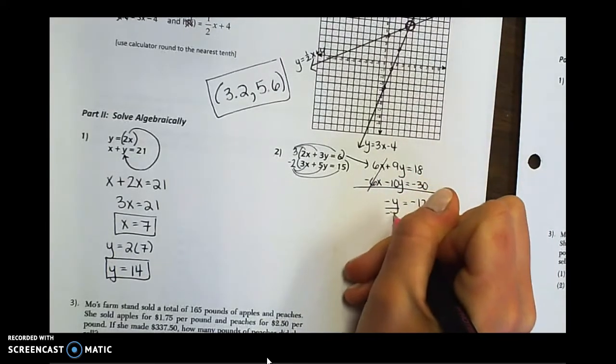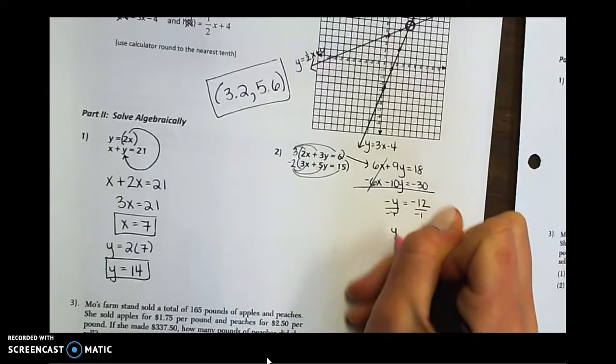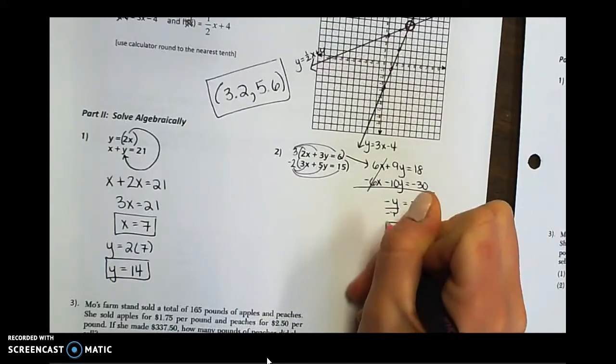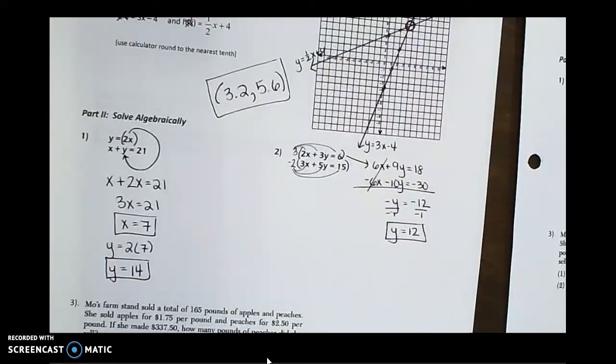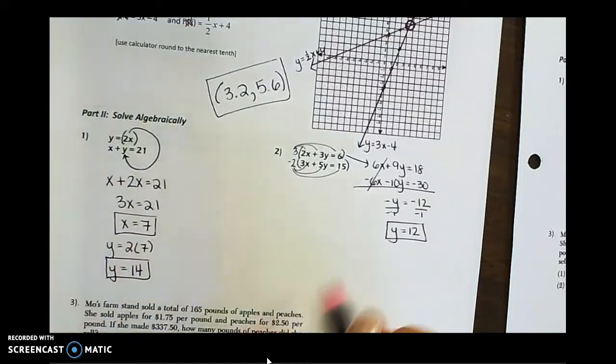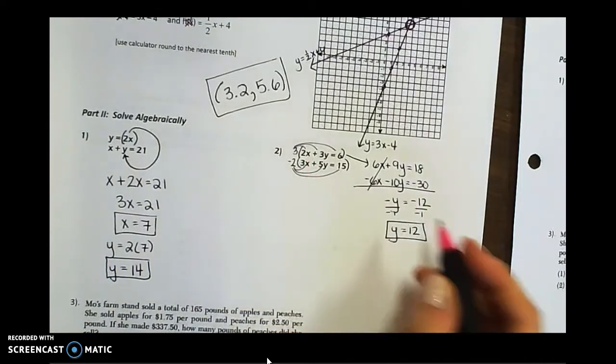Then I'm going to divide both sides by -1. So we get y is equal to 12. So there's the first part of my solution. Now we have to solve for x. So you can pick either one of those. I'm going to pick the first one.